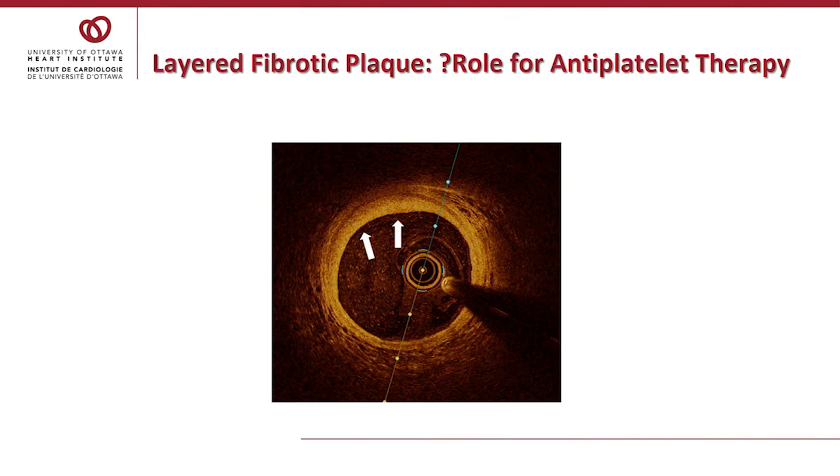We and others have also observed this characteristic appearance on OCT of the plaque, what's described as layered fibrotic plaque. So if you look carefully, you can see that there are variations in color, light and bright, in the actual plaque. And this is thought to be due to thrombus formation, platelet thrombi, and this is postulated to be due to repeated injury to the intima and reparative attempts.